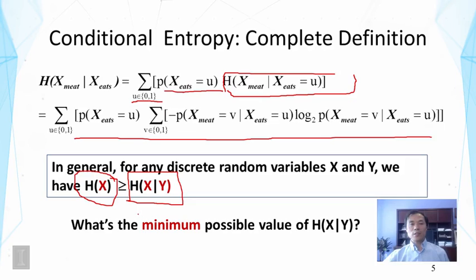Now what's interesting here is also to think about what's the minimum possible value of this conditional entropy. Now we know that the maximum value is the entropy of X. But what about the minimum? So what do you think? I hope you can reach the conclusion that the minimum possible value would be 0. And it will be interesting to think about under what situation we'll achieve this.